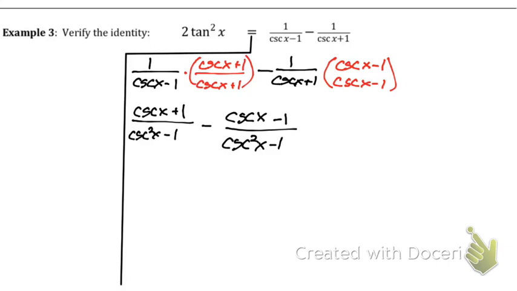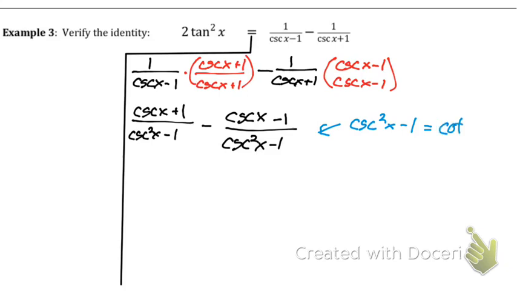Can someone tell me what cosecant squared minus 1 equals? What can I replace that with? Real quick. So cosecant squared x minus 1 equals. Brian?